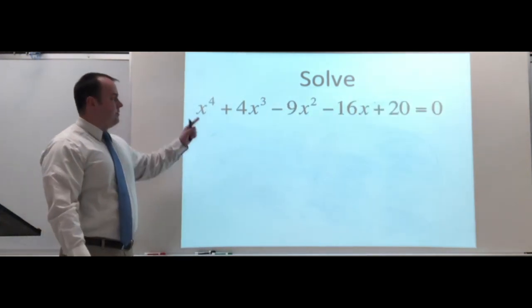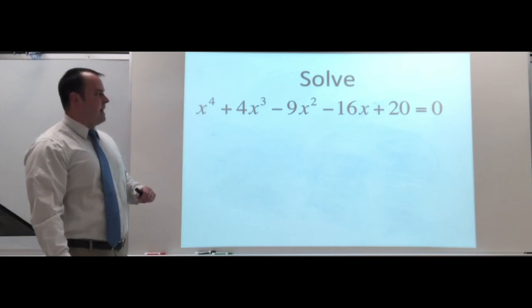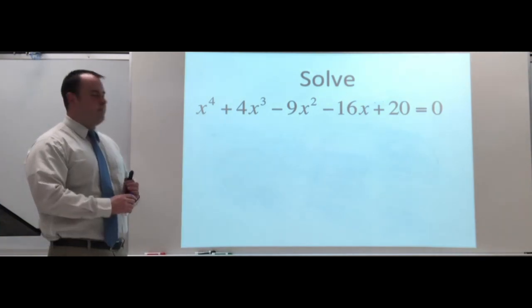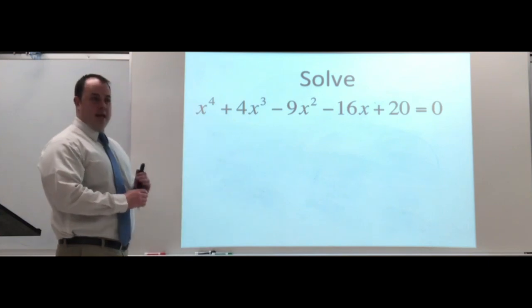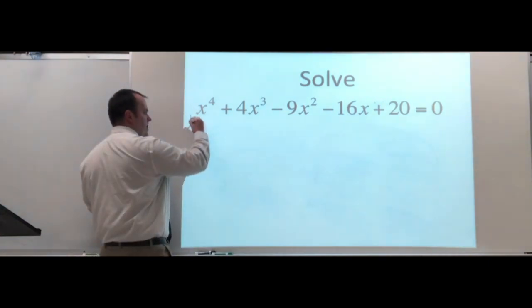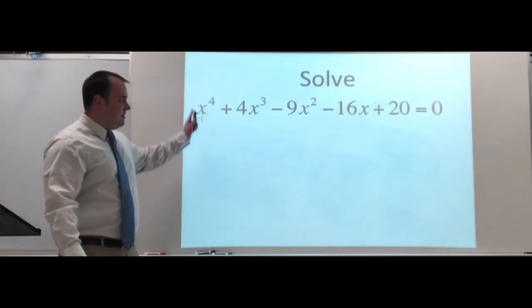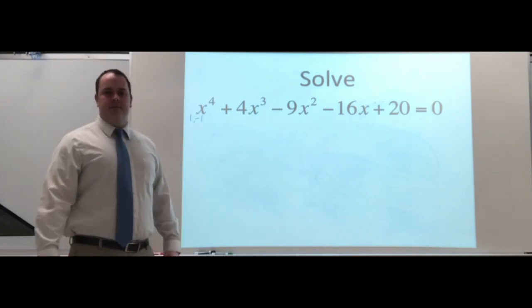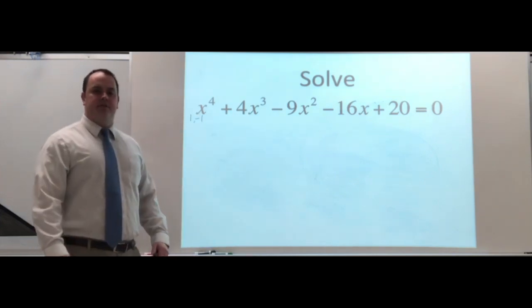So here we have x to the 4th plus 4x cubed minus 9x squared minus 16x plus 20. Leading coefficient of 1 again. And again, I'm skipping that step. There's 5 terms in here. We can't solve 5 terms. We need to break this down somehow.